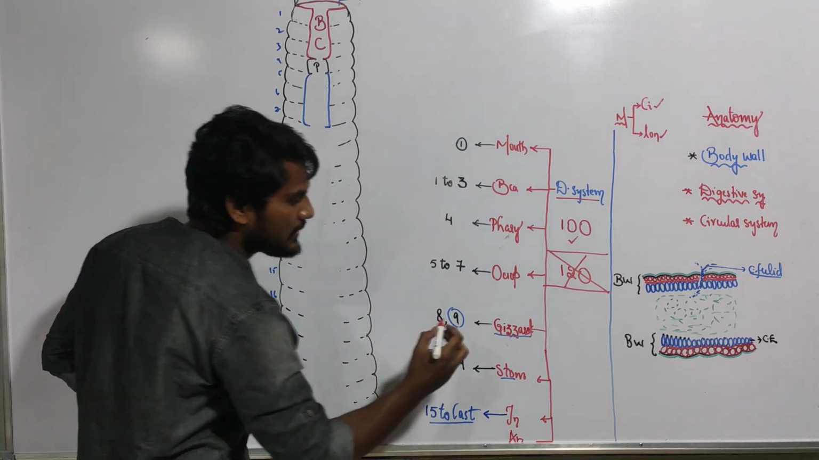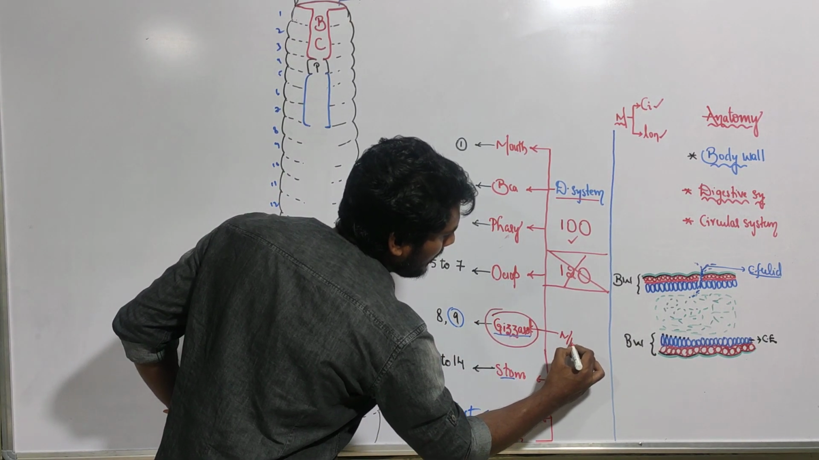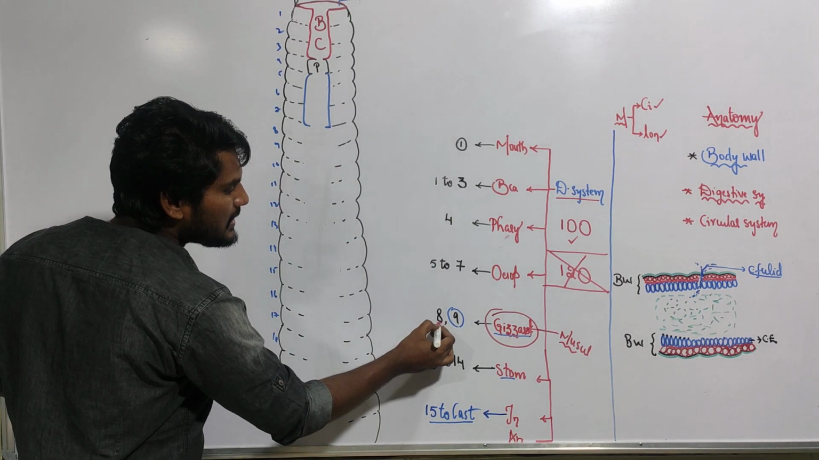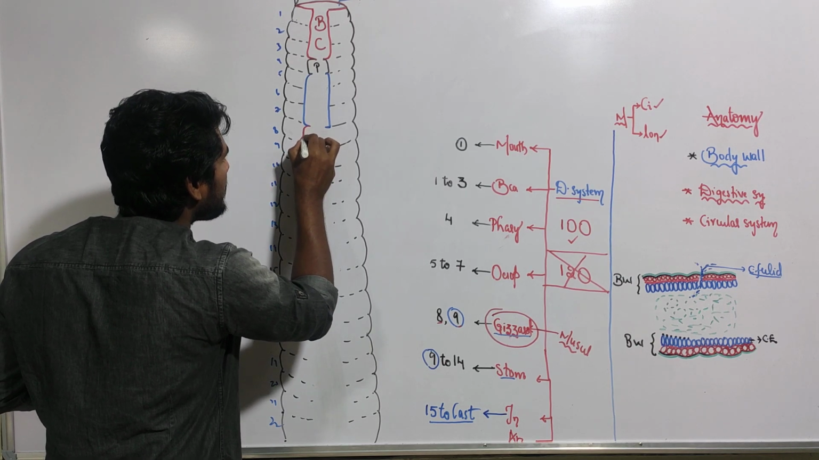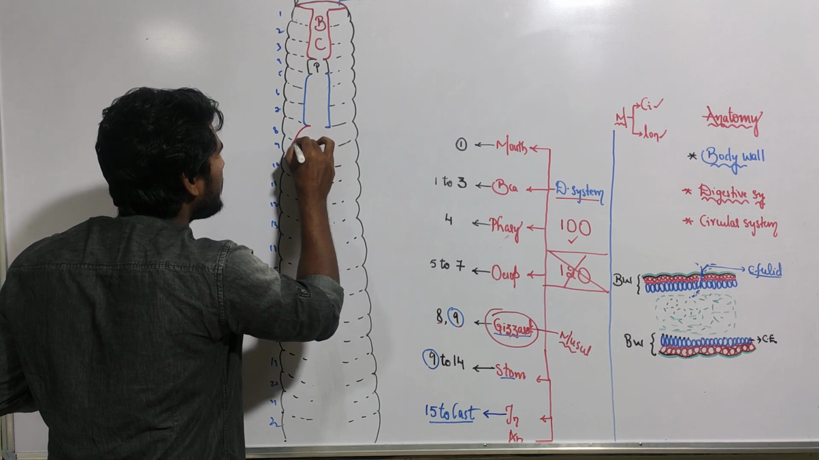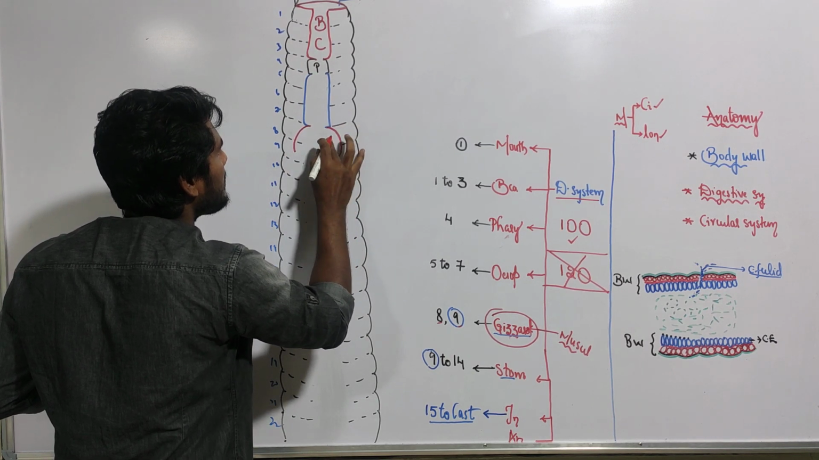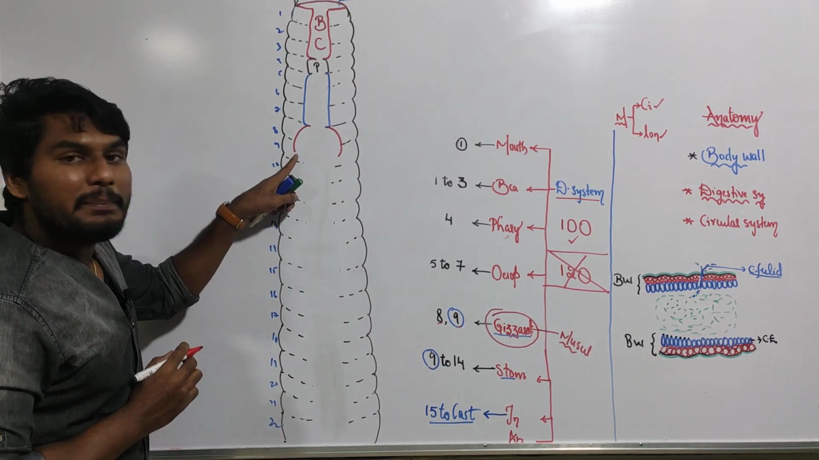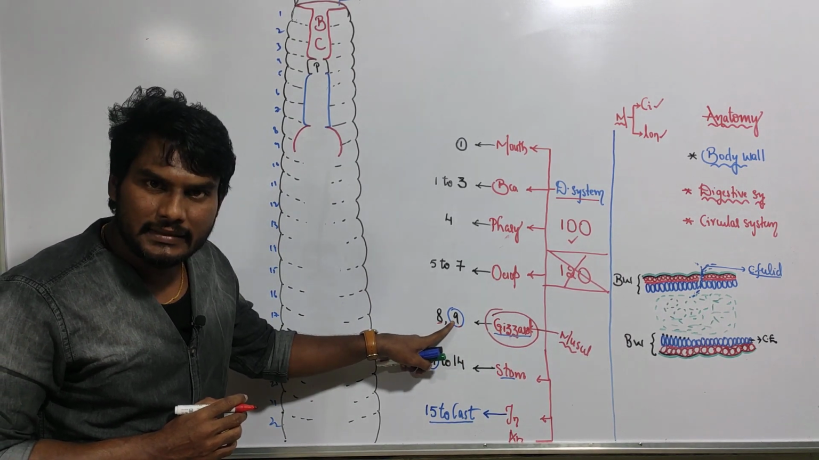The gizzard, a muscular gizzard, which indicates that the gizzard is made up of a strong muscle. The gizzard is present in the 8th and 9th segments, so be careful here. This is the gizzard, which is present in the 8th and the 9th. Like this it is present. In the 9th segment it is not completely present, so I am telling you that the gizzard ends in the ninth segment.